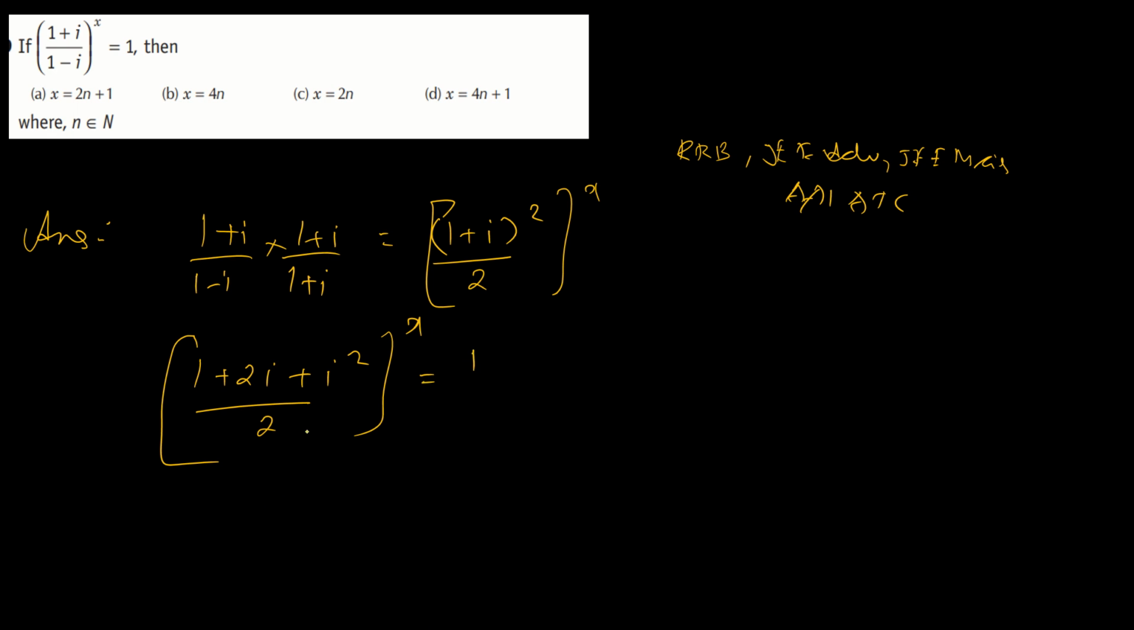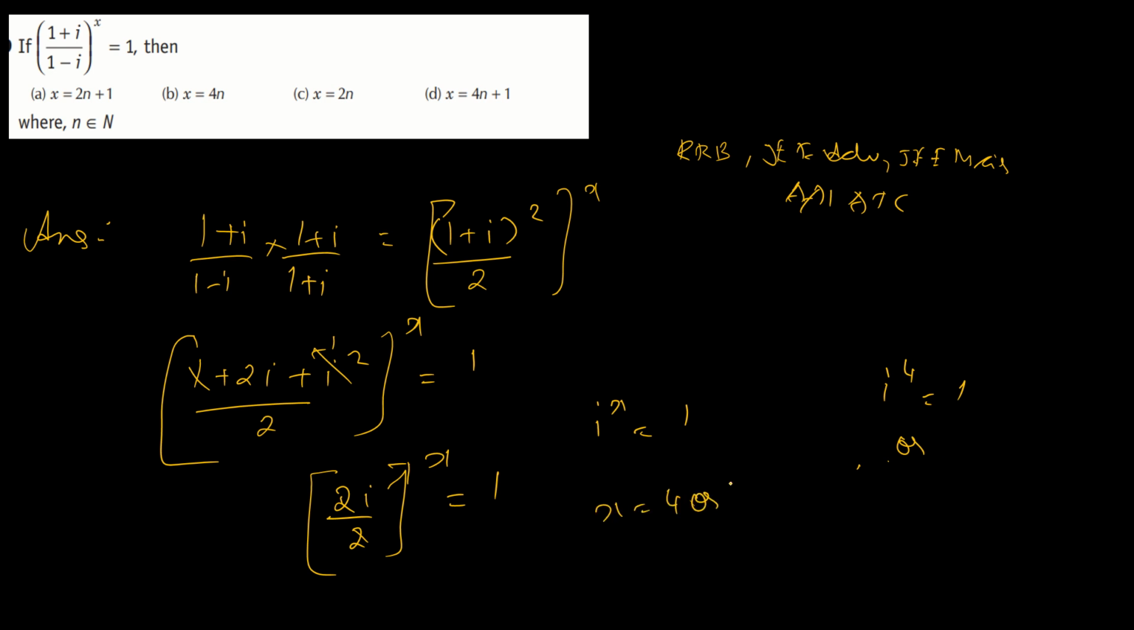Now i square is minus 1, so the 1 and minus 1 cancel out. So (2i/2) the whole raised to x equal to 1. The 2 cancels, so i raised to x equal to 1. In which case is i raised to any power equal to 1? i raised to 4 equals 1. Is there any option like that? That is x is equal to 4, or a multiple of 4, that is x equals 4n, where n belongs to natural numbers. So the answer is B.